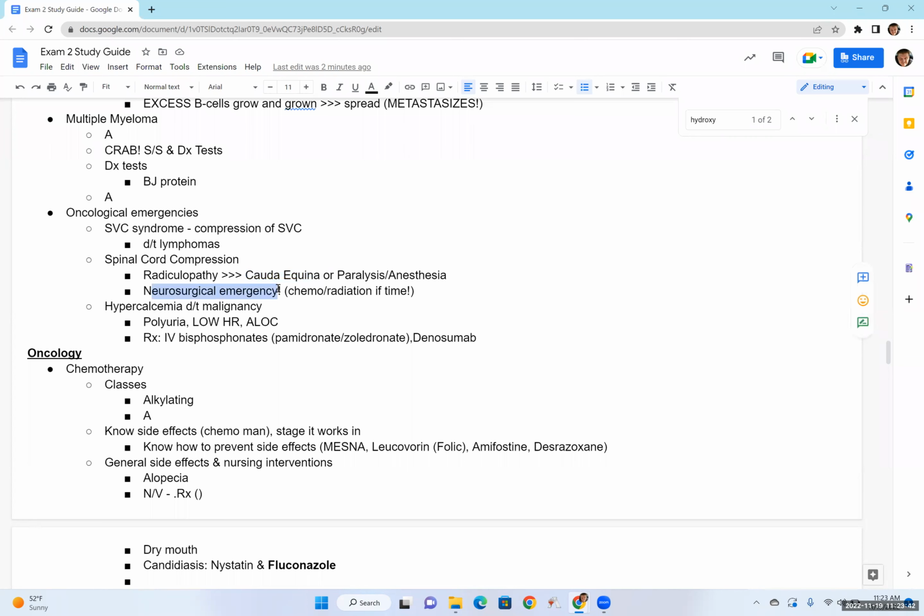If it's something that's stable, we can maybe hook them up with some radiation. If they're on chemo, we can have some chemo too to reduce it. But usually they need to get it fixed right then and there. And then bone cancers lead to what kind of fractures? Pathological fractures. Do you know what's different in a pathological fracture, who gets them, and who has regular old fractures? Osteoporosis does. Whereas pathological fractures, who gets those? Bone cancers and PDB.